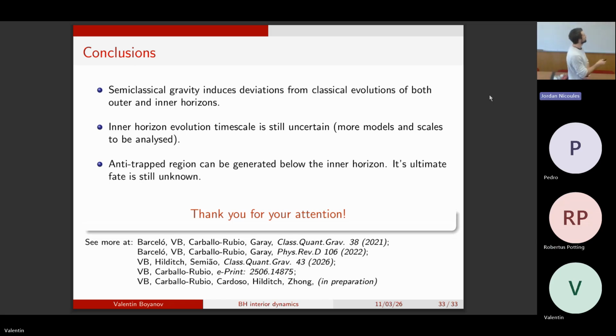And just to conclude, semi-classical gravity leads to deviations from classical evolutions, both at the outer and inner horizons of black holes. The time scale of the inner horizon evolution is still unclear. We still need to perform further analysis. But it seems that generically an anti-trapped region does form below the inner horizon. Its ultimate fate is still also part of what we will find out as part of our future work. That's all. Thank you.